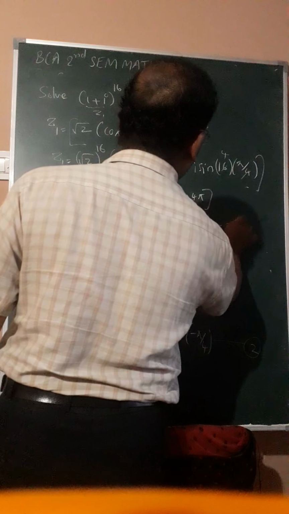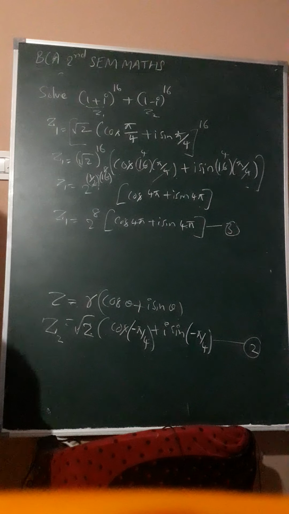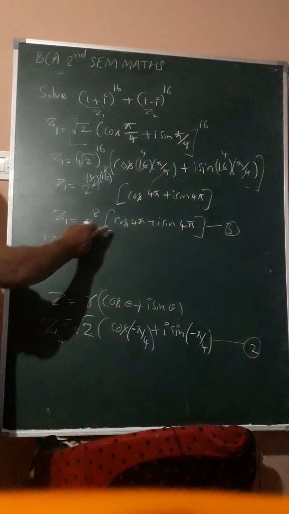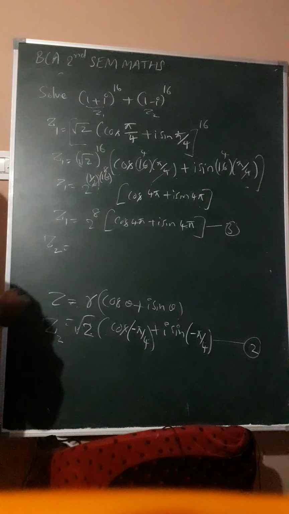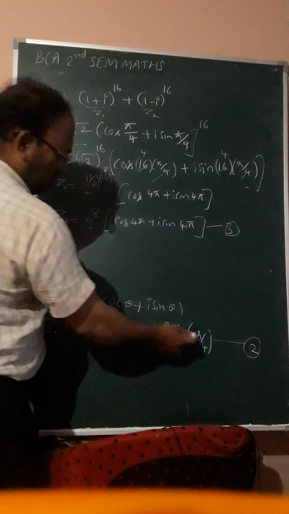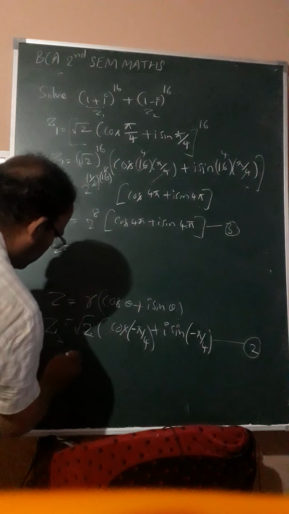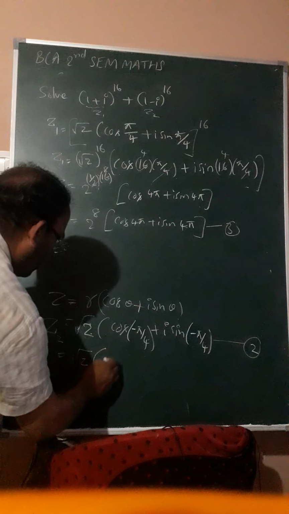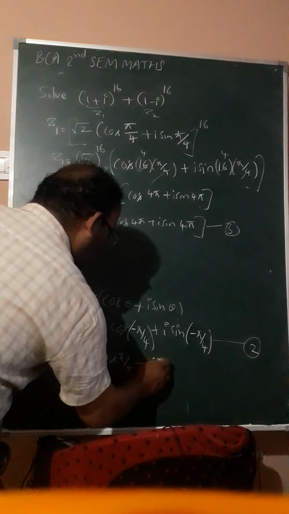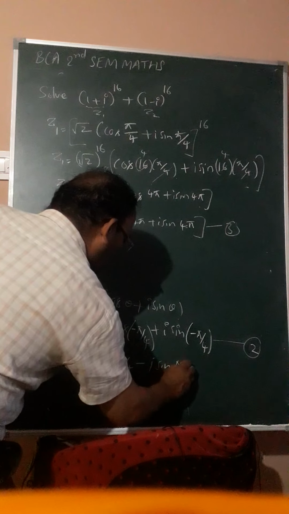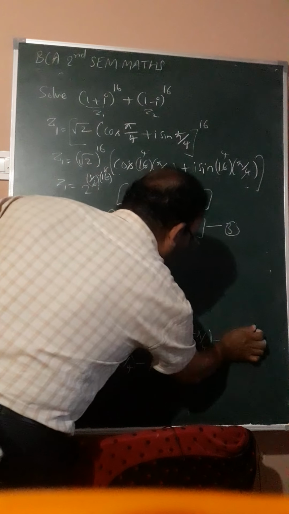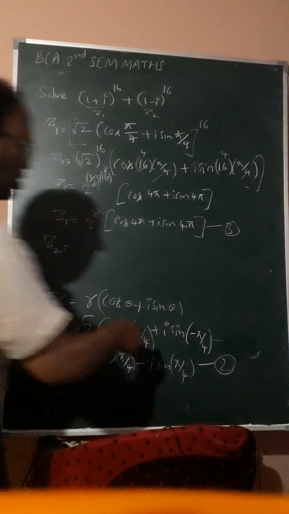Call this equation number 3. Similarly, if you solve for Z2, 1 minus i, its polar form is root 2 cos of minus pi by 4 plus i sin of minus pi by 4, which is root 2 times cos pi by 4 minus i sin pi by 4. This is equation 2.